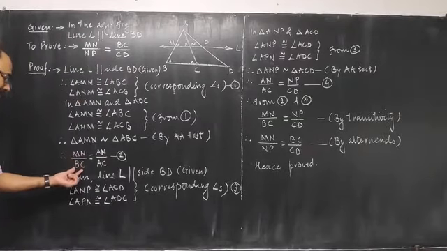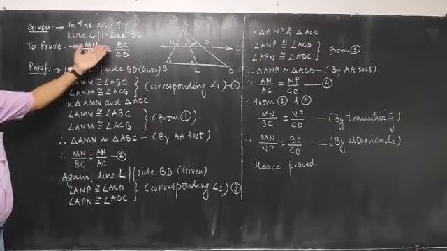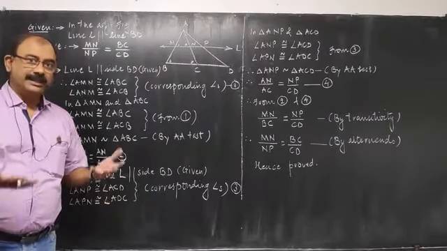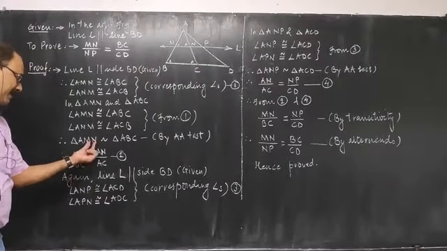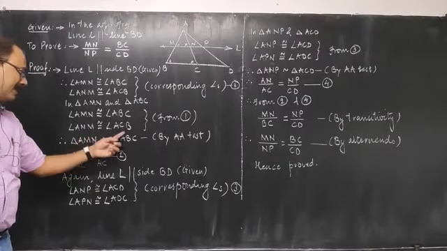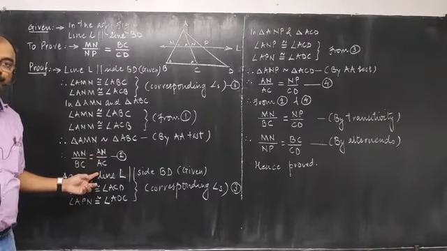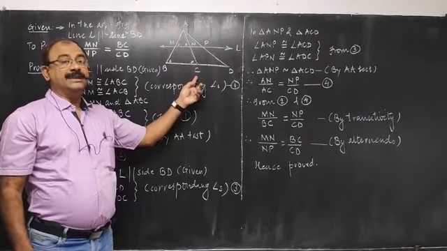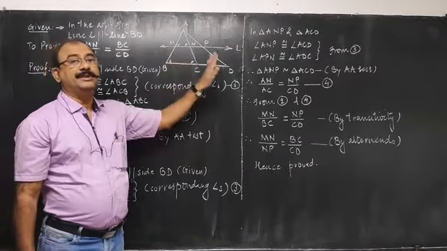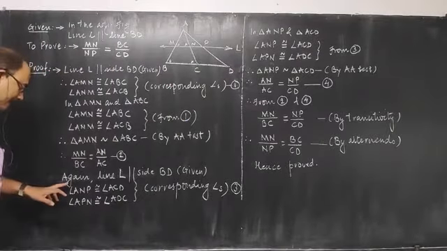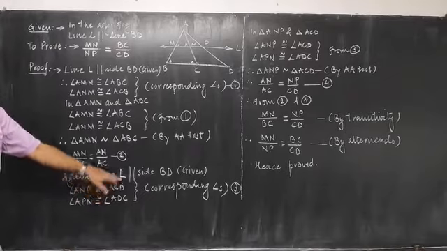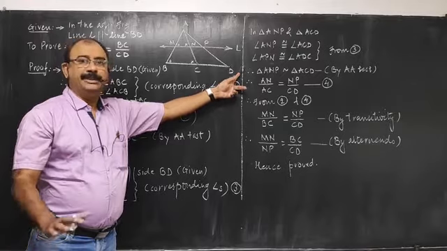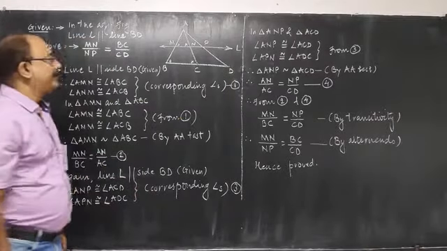So that is what I have done. MN upon BC. Why did I take MN upon BC? I need MN and BC in the required answer. Whichever segments are required in the answer, those should be used. So I wrote MN upon BC is equal to AN upon AC. And why did I take AN upon AC? Because AN upon AC is going to link the information of the left side with the information of the right side.